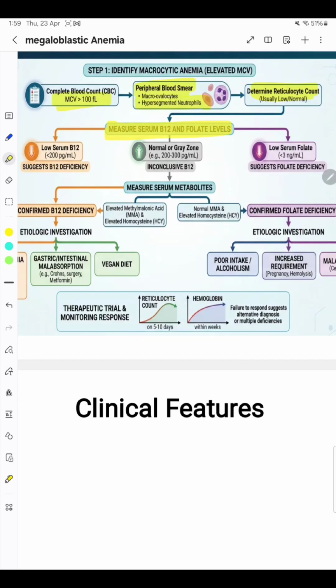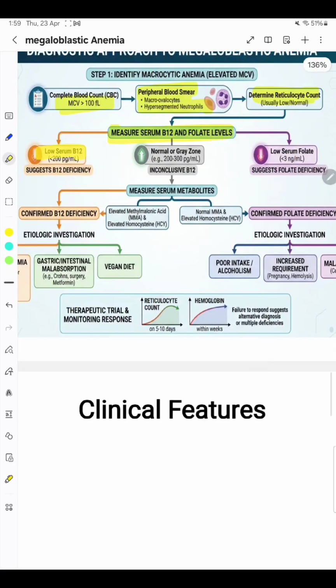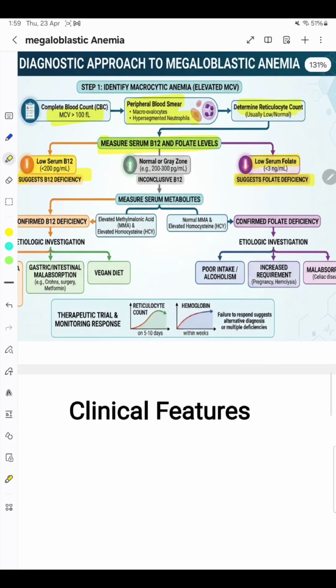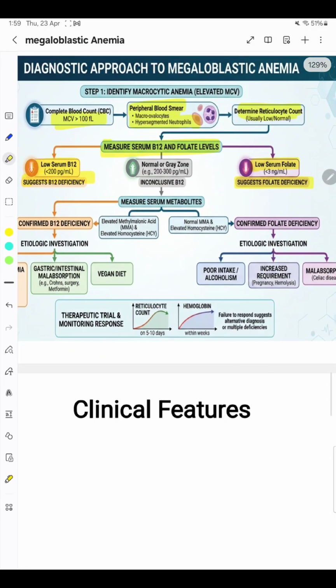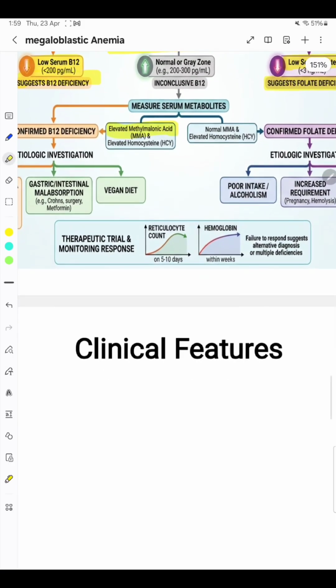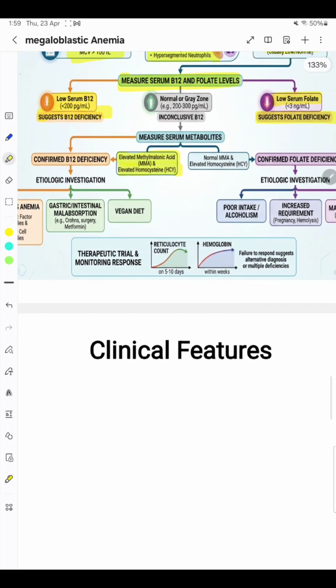On serum biochemistry, serum vitamin B12 and folate level: if the serum vitamin B12 level is decreased, less than 200 picogram per ml, this suggests vitamin B12 deficiency. If the serum folate level is decreased, this suggests folate deficiency. If the serum biochemistry is in the gray zone or inconclusive, then we measure the other metabolites like methylmalonic acid and homocysteine. If these two are elevated, this suggests vitamin B12 deficiency.